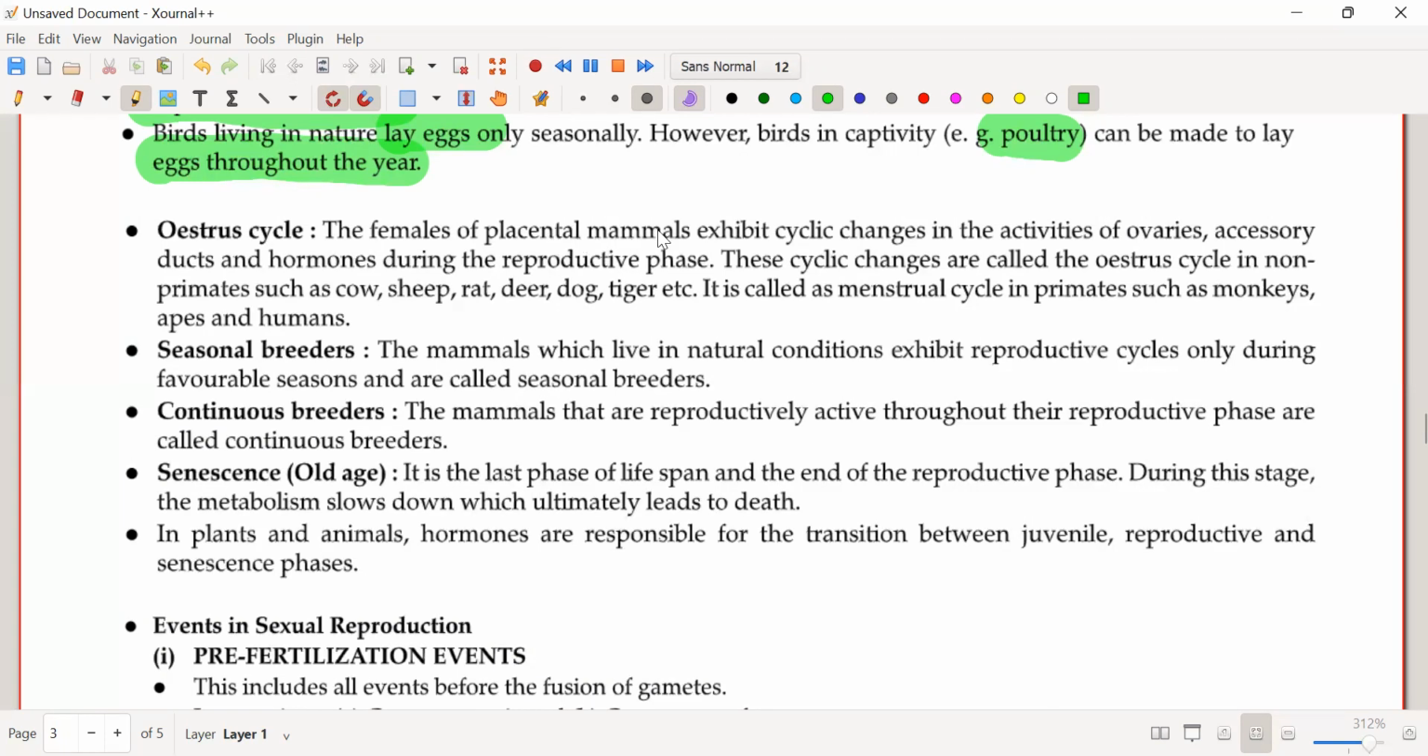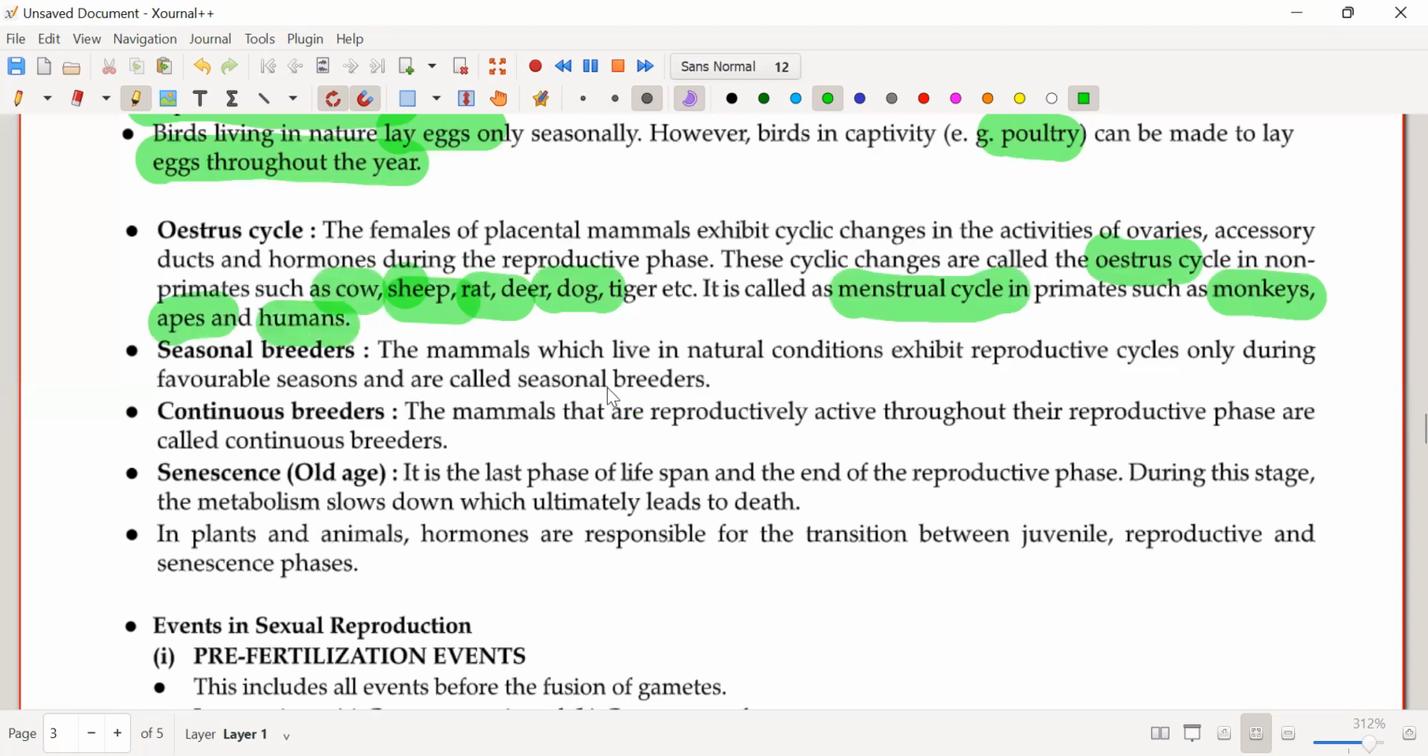The females of placental mammals exhibit cyclic changes in the activities of ovaries, accessory ducts, and hormones during the reproductive phase. These cyclic changes are called hysterocycle in non-primates such as cow, sheep, rat, deer, dog, tiger. It is called the menstrual cycle in primates such as monkeys, apes, and humans.